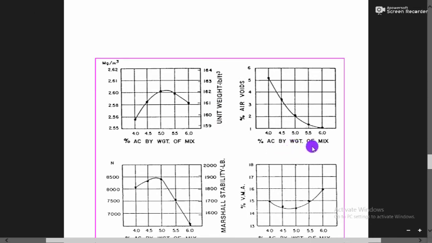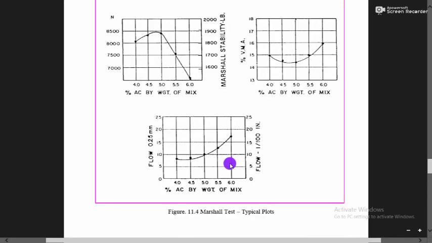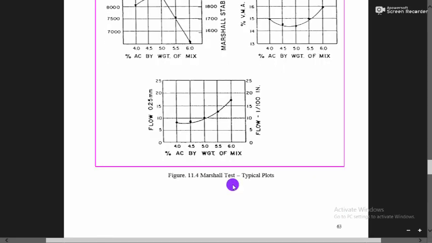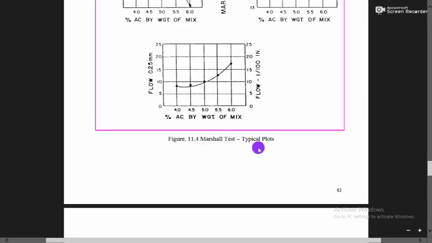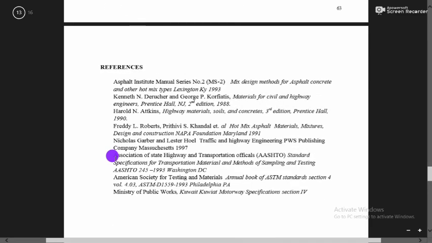Unit weight of the mix versus AC by weight of the mix, Marshall stability versus AC by weight of the mix, and flow versus AC by weight of the mix. Figure 11.4, Marshall test typical plots. Reference: the Asphalt Institute Manual Series.